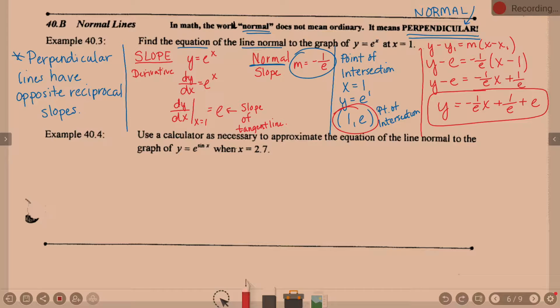Okay. Ready to try example 4? Use a calculator as necessary to approximate. So when you see that word approximate and you can use a calculator, this means we can end up with decimals. Up here, this would have been a good one for a non-calculator type problem. So we're going to approximate the equation of the line normal to the graph of y equals e to the sine x when x equals 2.7.